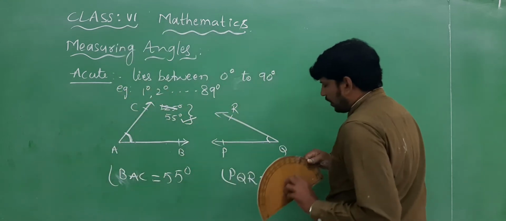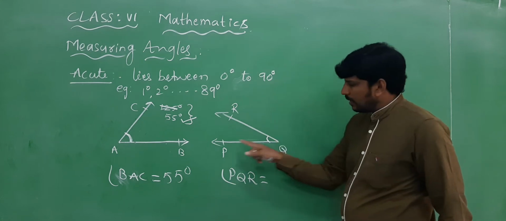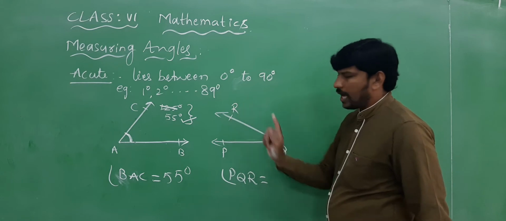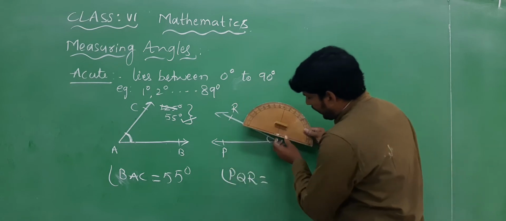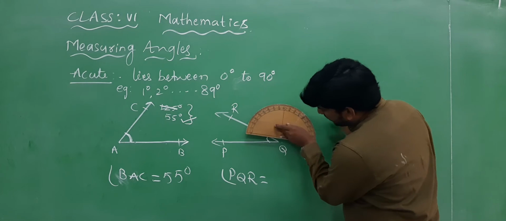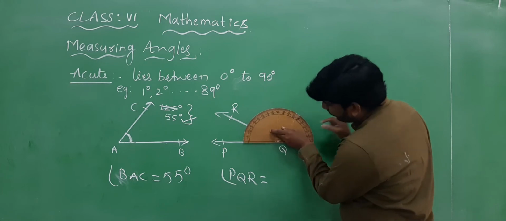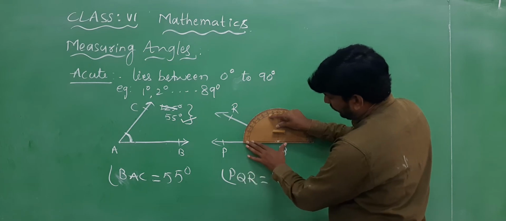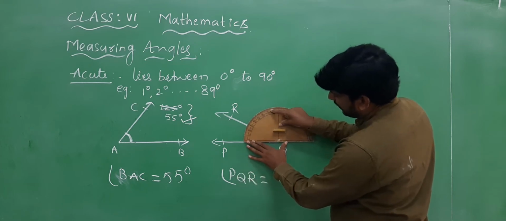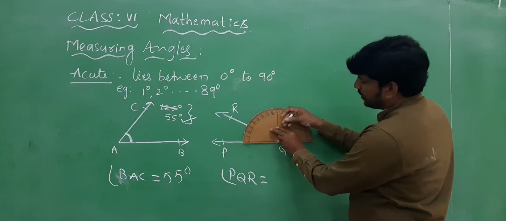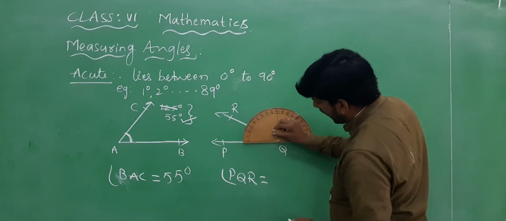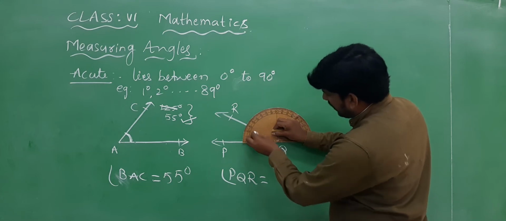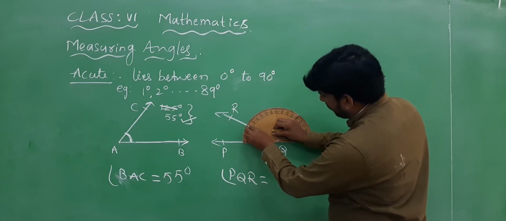Okay, what is the PQR? So Q is a vertex here. PQ is a horizontal line, that is our ray, ray PQ, and QR is one more ray. Right? So we are going to keep this point exactly on point Q. And see, this is a horizontal line, it should coincide with PQ. Clear, children? Right? Now, see this part. After keeping it like this, just press it. Don't shake it.